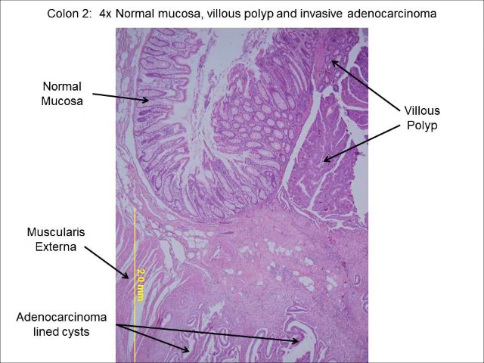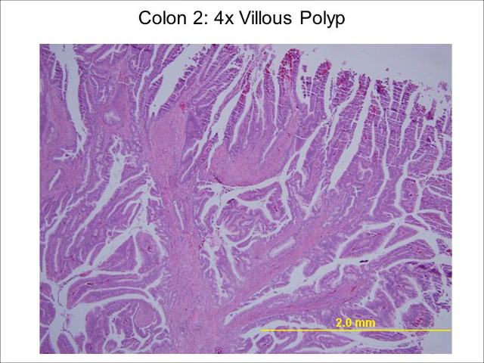This is a low magnification view of the slide showing a number of different structures of interest. There is the normal mucosa located on the top. On the top left, this merges with a villus polyp. And on the bottom, you can see the muscularis externa that contains adenocarcinoma located in cyst-like structures. Examine the polyp under the microscope and observe that the outer regions consist of long finger-like projections which define this structure as a villus polyp.